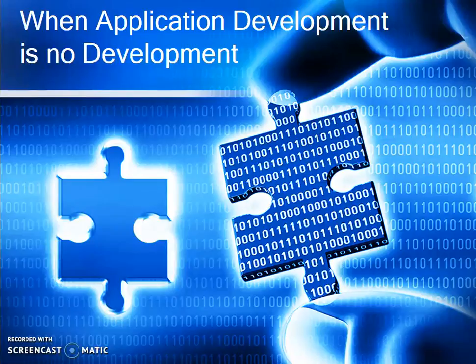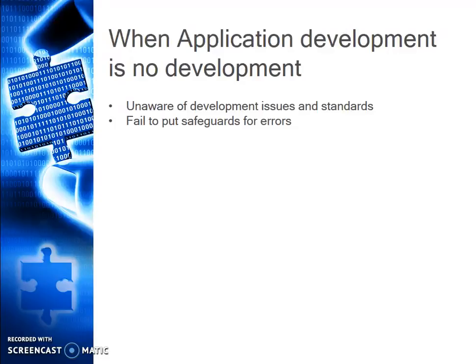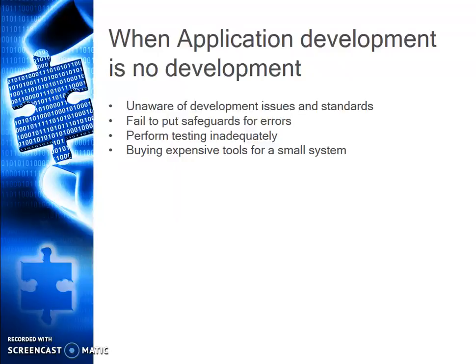Now, let's move to another topic: when application development is no development. How do we know when application development is no development? One is we are unaware of development issues and standards. We fail to put safeguards for errors, perform testing adequately, and buy expensive tools for a small system.